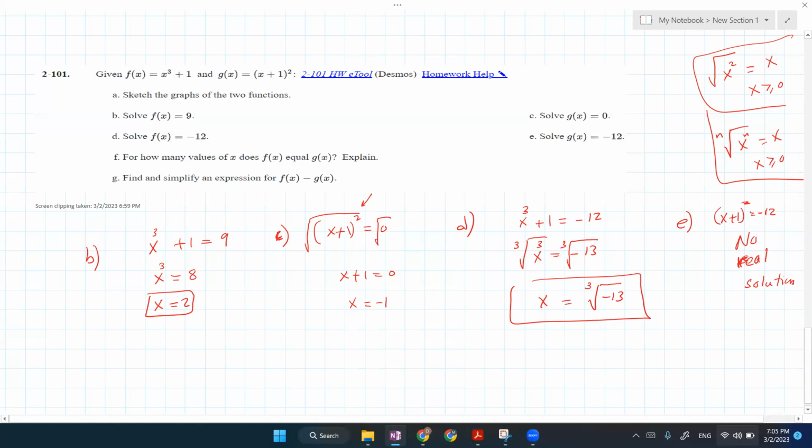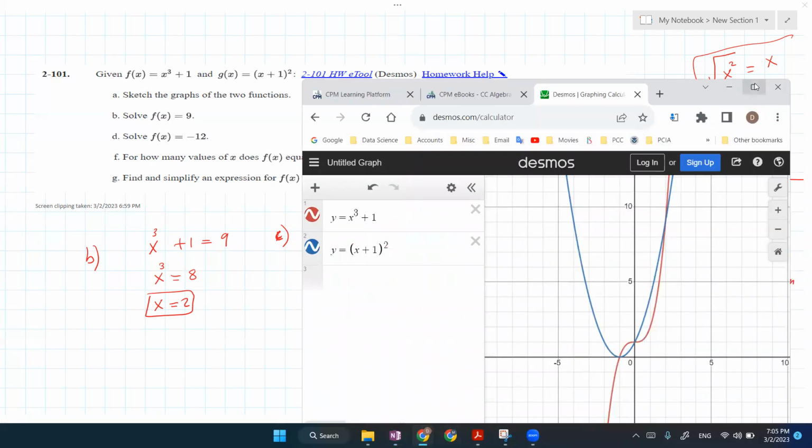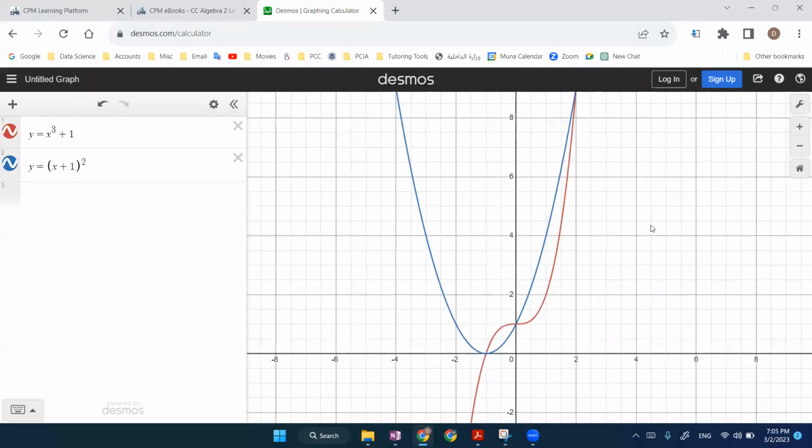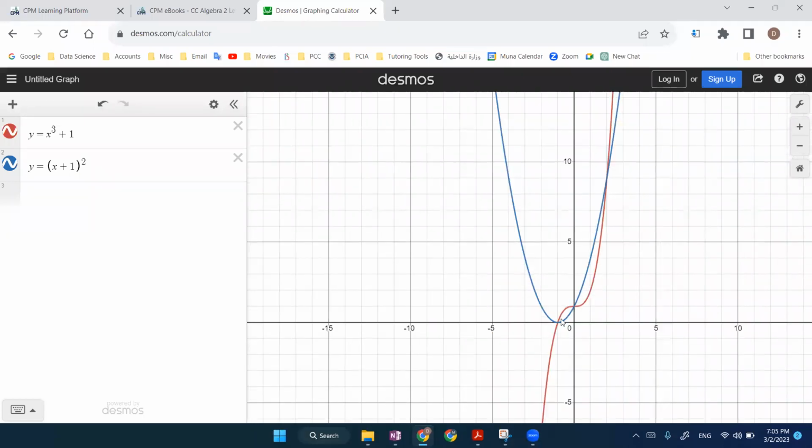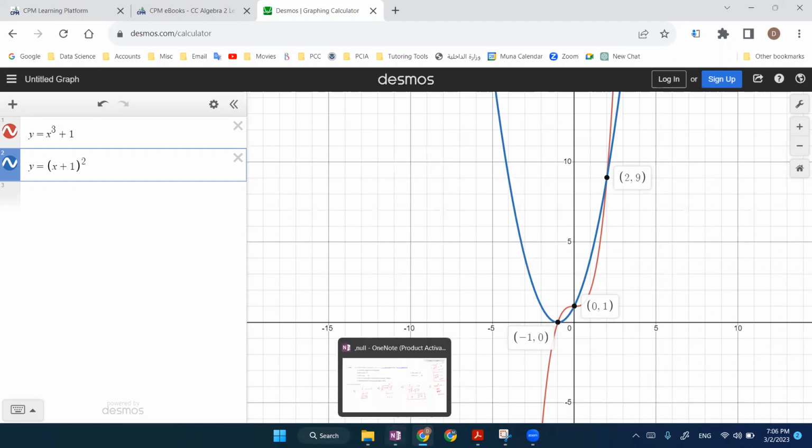In F, we want to find for how many values of x f equals g. And in this case, we need to look at the graph of them. So as we see here in the graph, the two functions are equal when they intersect, and we see 3 intersection points. One, we have this point, we have this point, and we have this point. So they are equal at 3 different points.